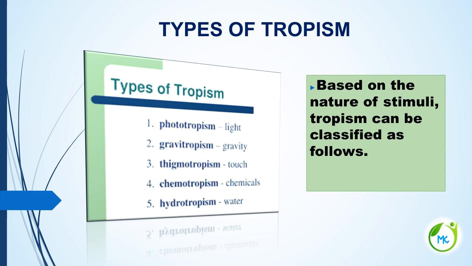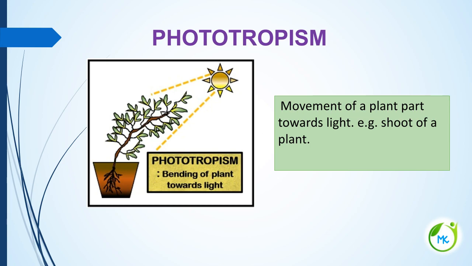Let's see in detail about these different types of tropism. The first type of tropism we are going to see is phototropism. So photo refers to light. So movement of a plant part towards light is referred to as phototropism. And for example, which part of a plant is going to move towards the light? It is the shoot of a plant. So the movement of the shoot of a plant towards the light is referred to as phototropism.